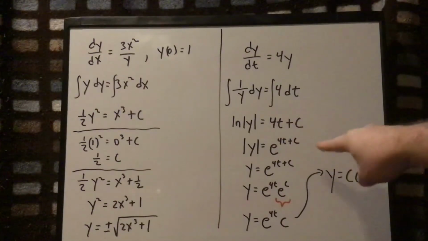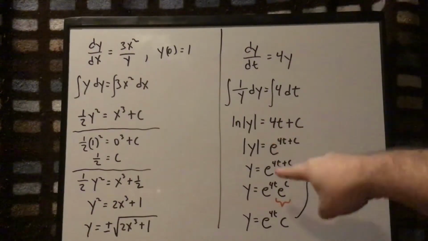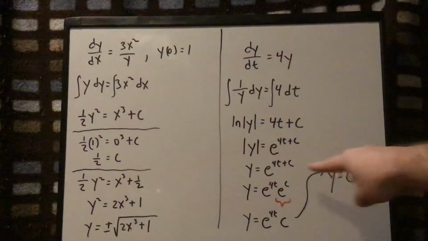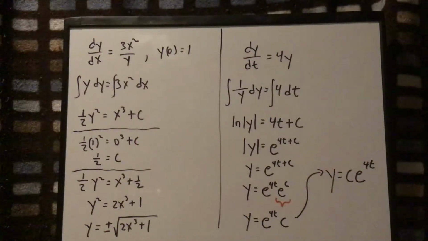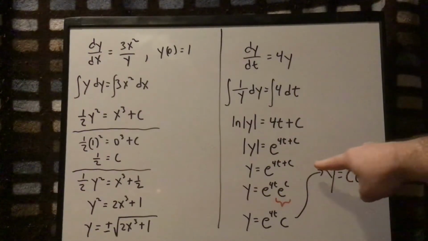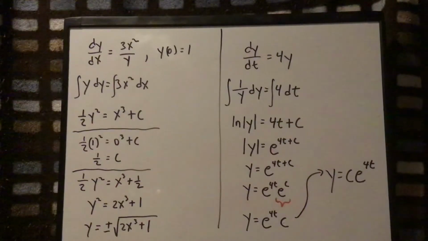This thing on the right is always positive, so the right side has to always be positive. So basically, I just ditched the absolute value bar. You have to be careful with the absolute value bar and other kinds of functions, but because exponential functions are always positive, we'll never get the negative version of y.